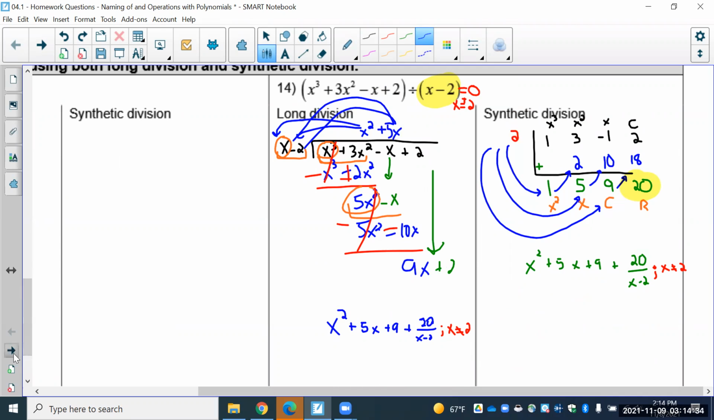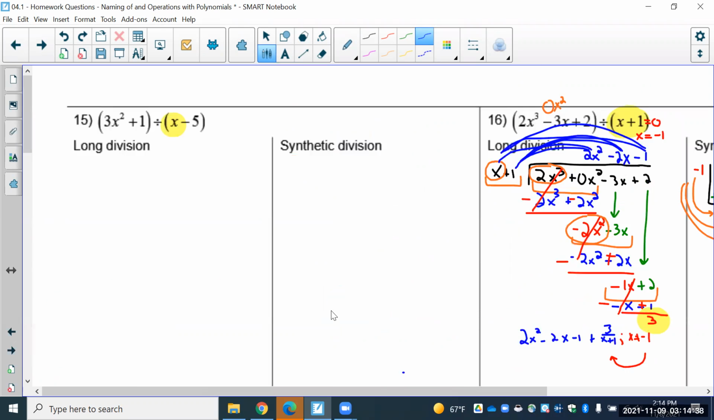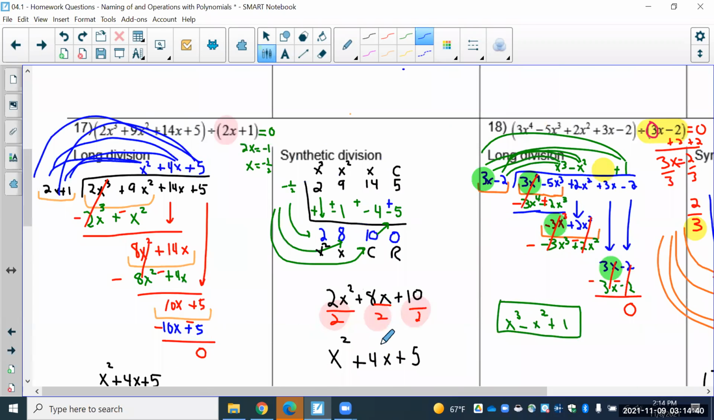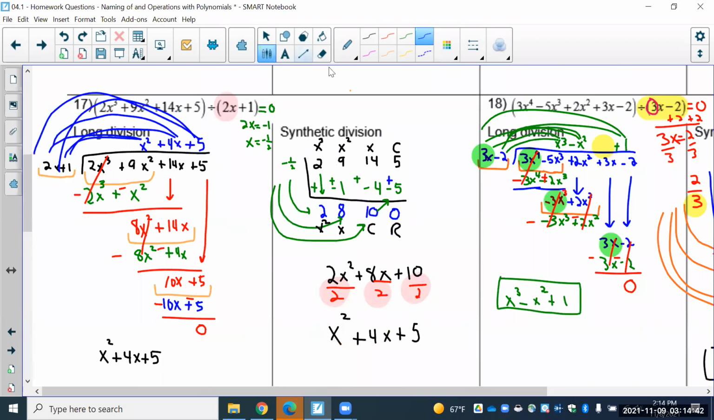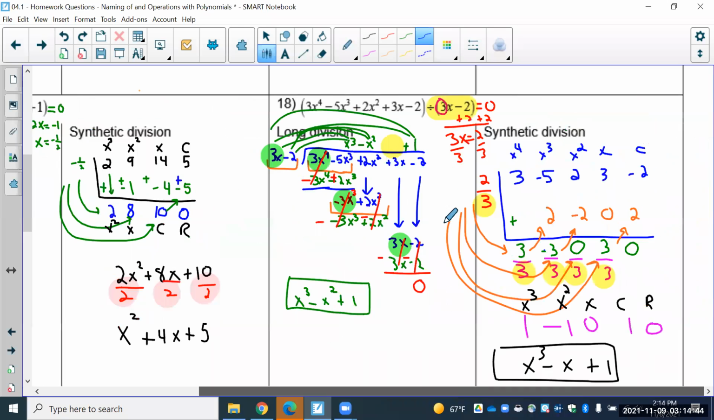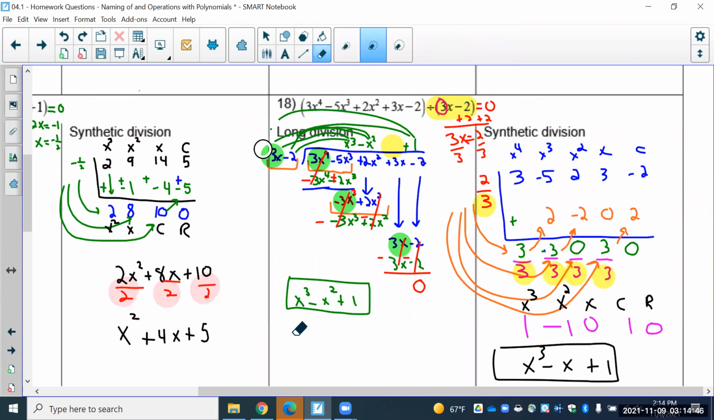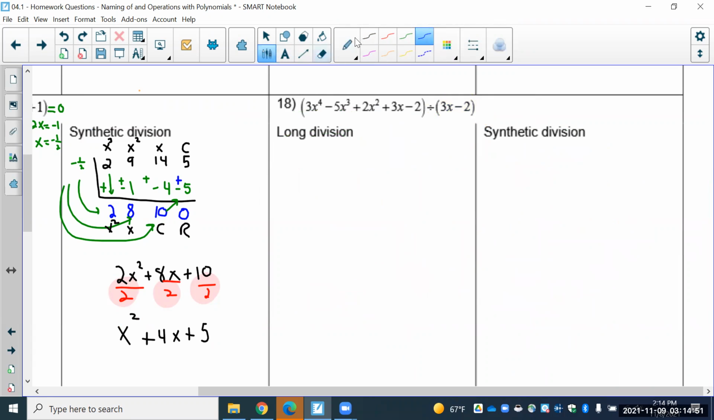Let me actually do one that has a little bit more interesting things going on to teach you something very important about long division. And that is, why don't we do number 18 together? Okay, so if we take a look at 18, most students like to do the synthetic division portion first, just because it's a whole lot easier in terms of the amount of thinking and algebraic skills required. But there is something interesting that'll happen in this problem.